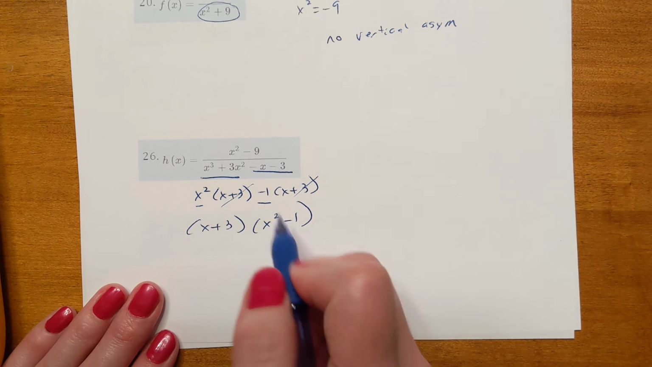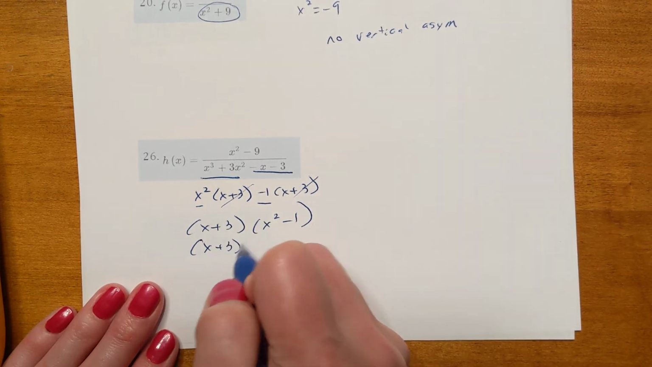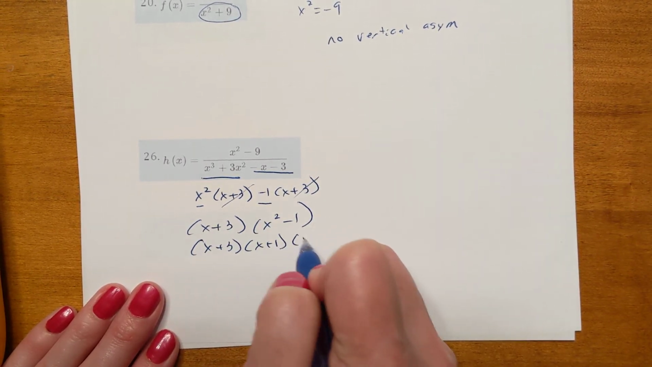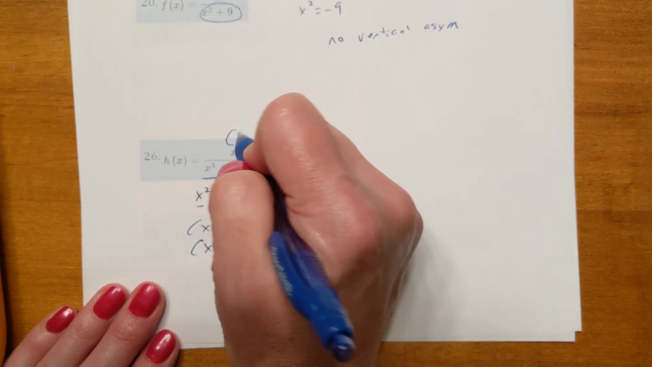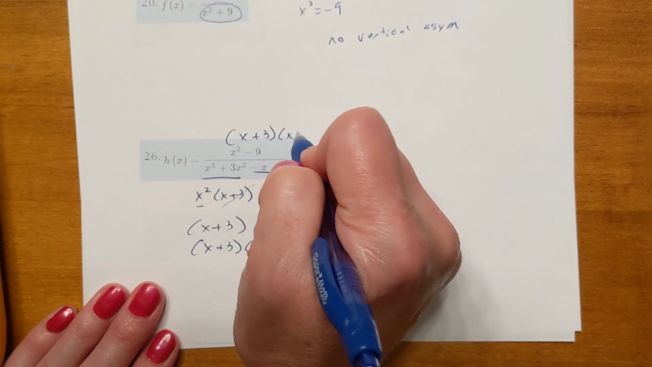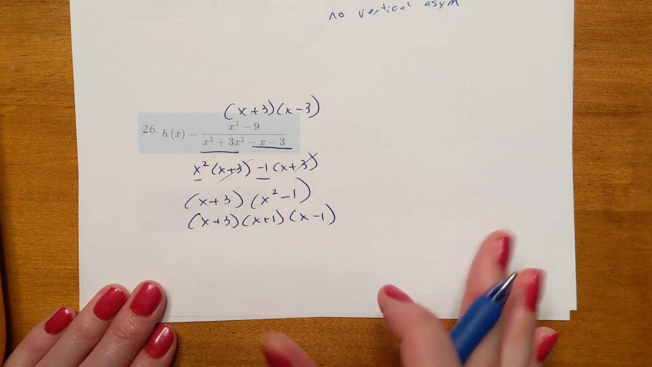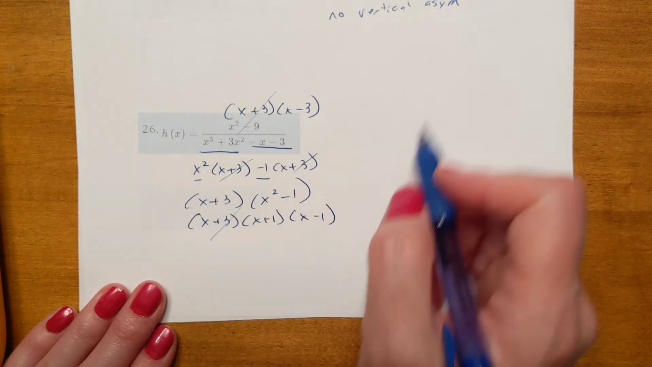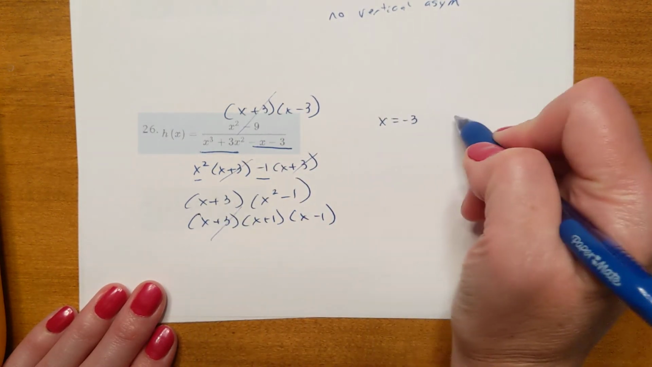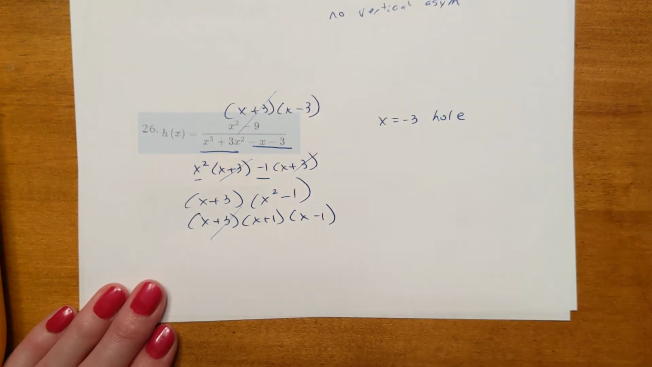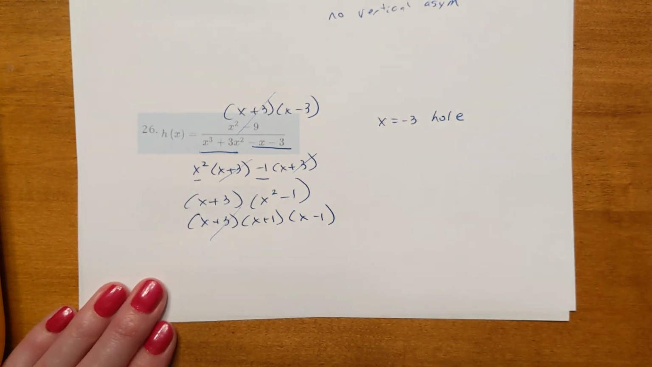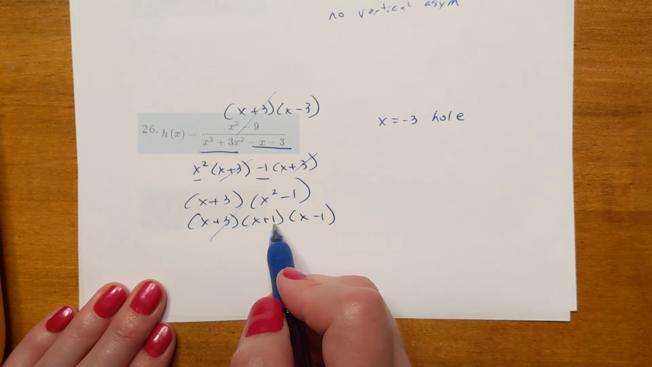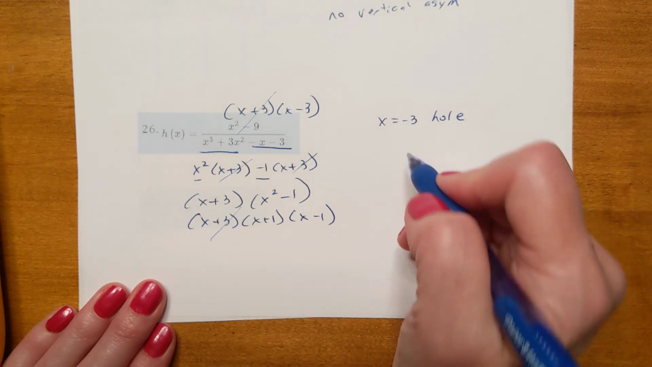And then it keeps going because that factors. And that factors into x plus 1 and x minus 1. And the top here factors into x plus 3 and x minus 3. All right, so there's going to be a hole at x equal to -3 because it canceled out. So a removable discontinuity at the number -3. And then at 1 and -1, there's going to be vertical asymptotes.